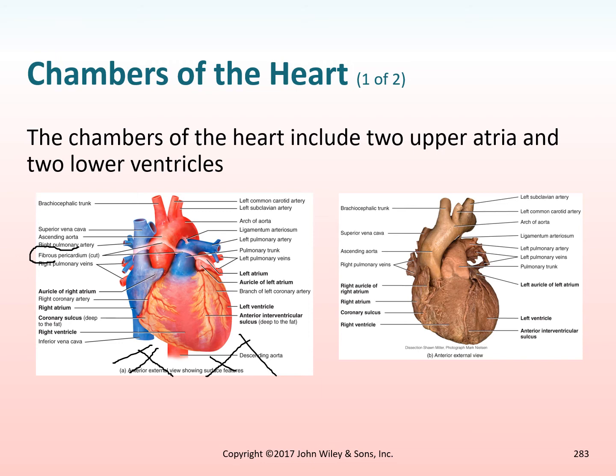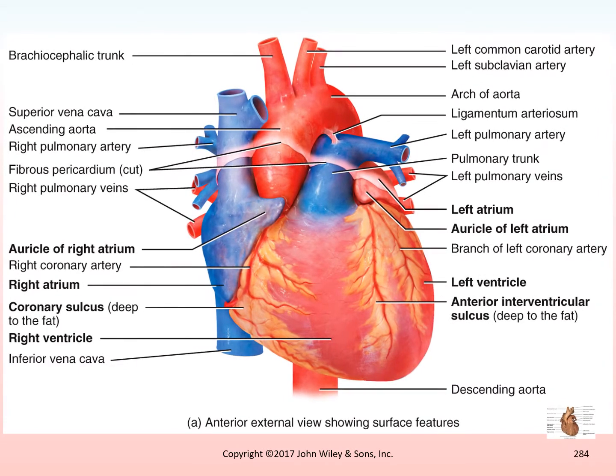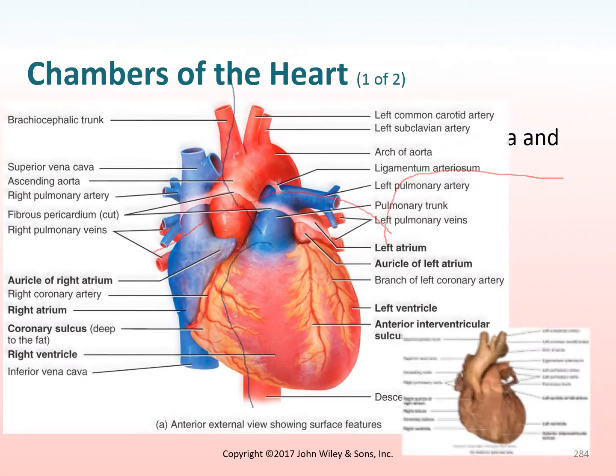The chambers of the heart include the upper two chambers and the lower two ventricles. The upper two chambers are collecting chambers, and they're called atria. The blood from the superior vena cava and the inferior vena cava go into what's known as the right atrium. The blood from the lungs goes into what is known as the left atrium, which would be the upper chamber on the patient's left.